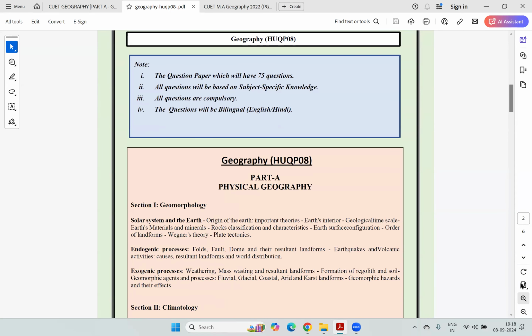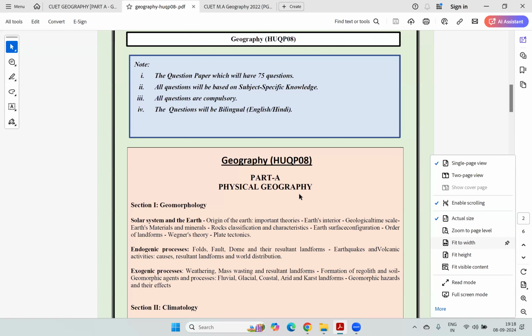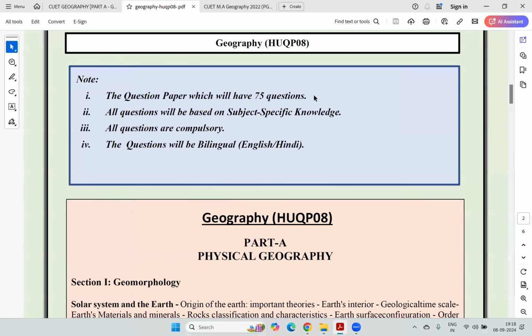The norms say there will be 75 questions, right? Is Bangla okay? No, English, I think English is preferable. Which one? Sir, you can carry on in both languages.